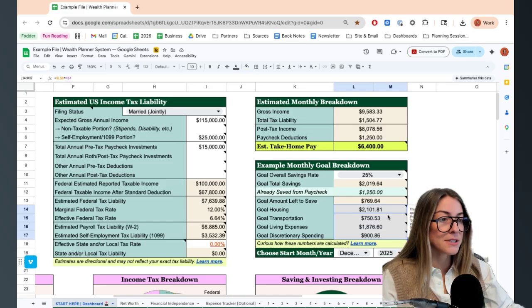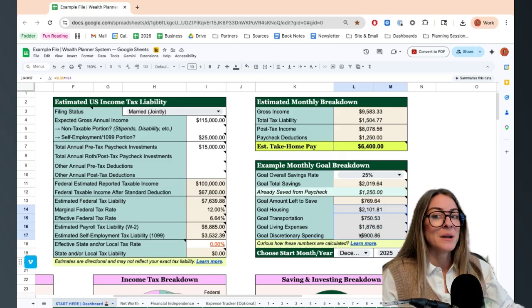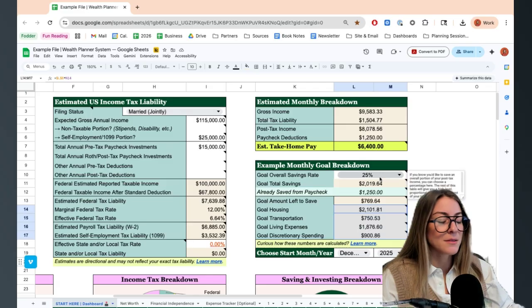So here's your goal housing amount. All housing should fall into this number. Goal transportation. Some people reallocate these depending on their situation and whether they need a car or not. Goal living expenses and then goal discretionary income. So it's going to give you that scaffolding. I think that's the best word for it.